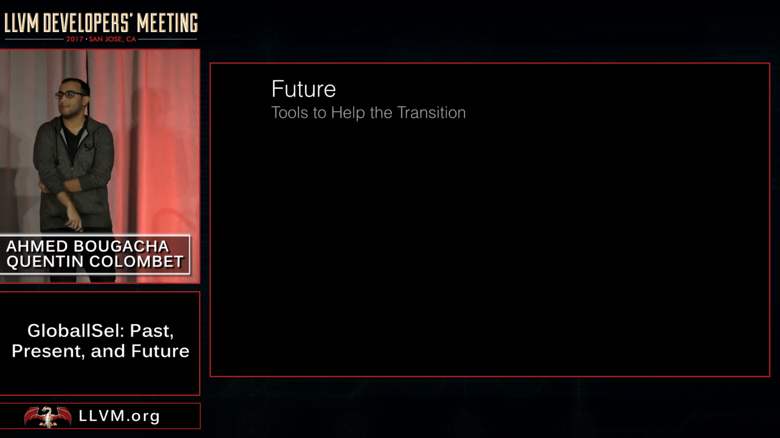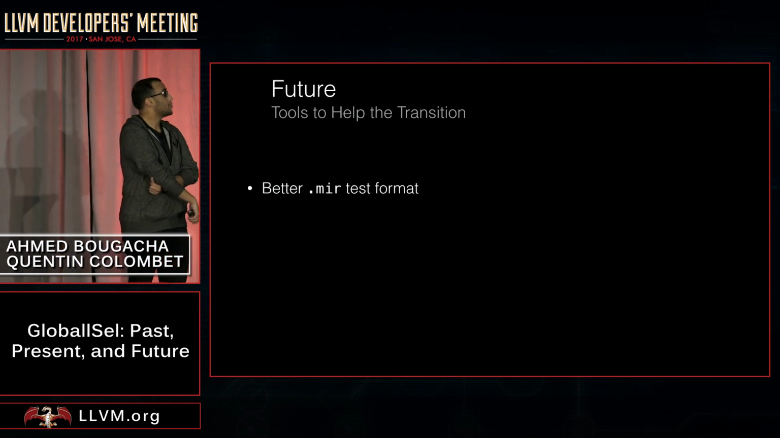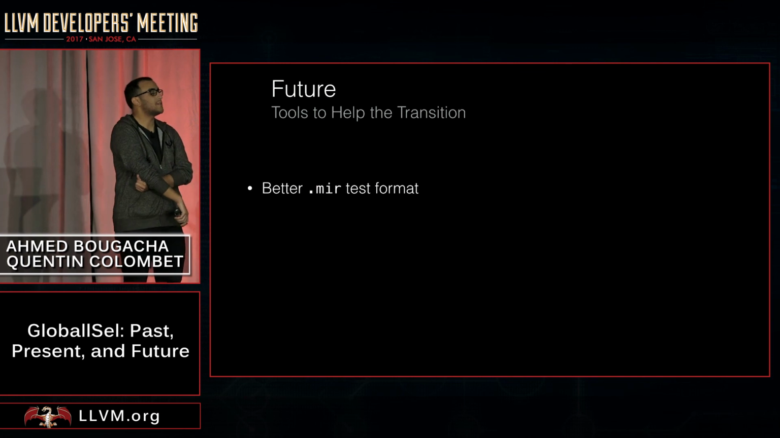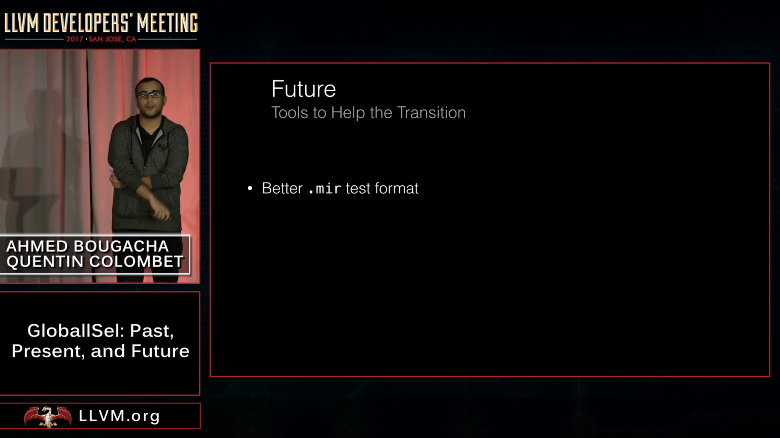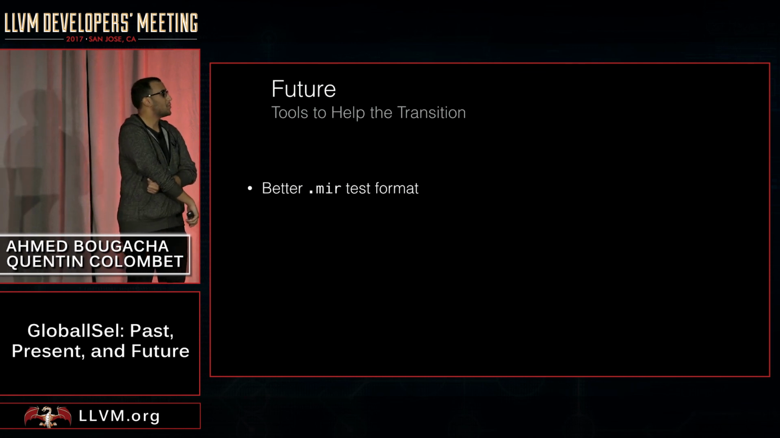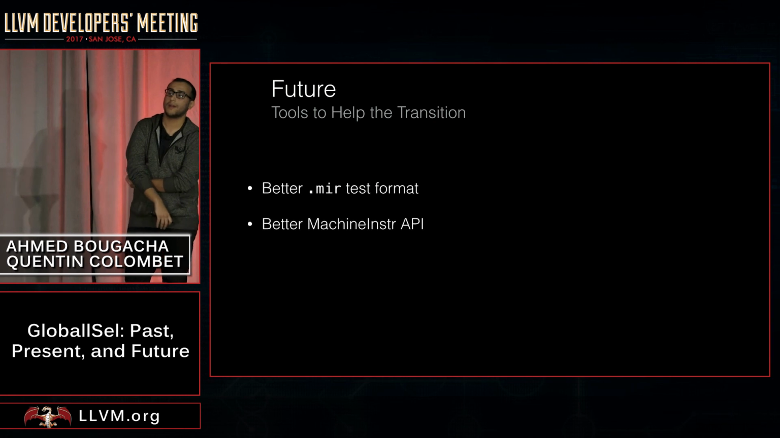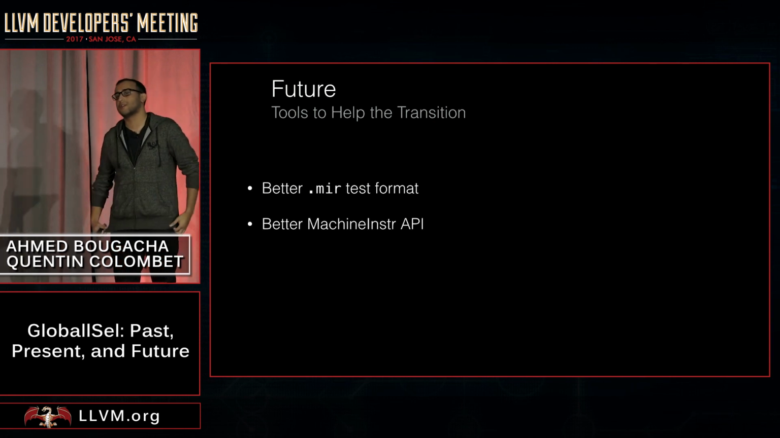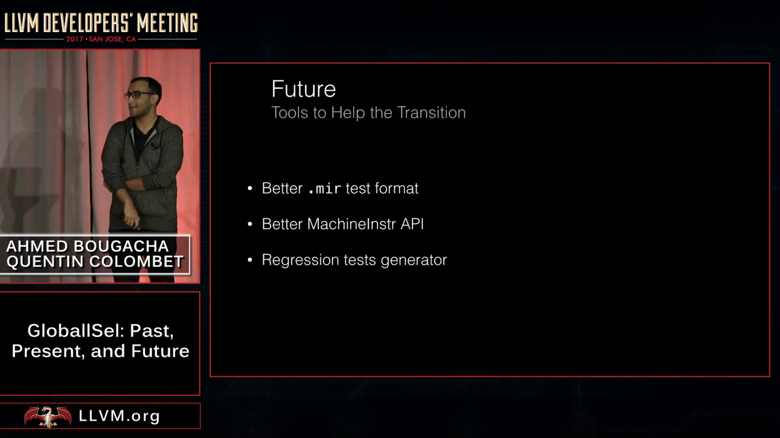But before we get there, there are lots of things we can do to improve the tools. This year we improved the MIR test format a lot, but we still think there's lots of things to be done there. So go watch the tutorial and you'll see there are other improvements there. We also made improvements in the MI API. Now we have MIBuilder so that you don't have to go and mess with all the registers and BuildMI manually. So it's a much easier experience.